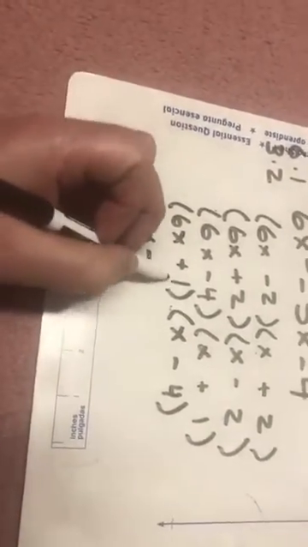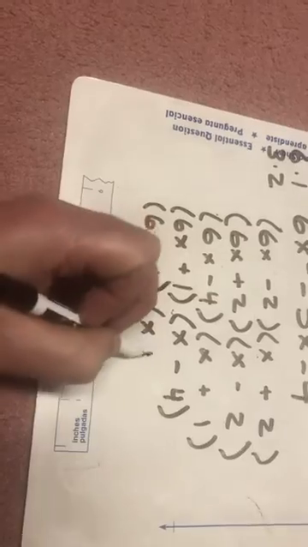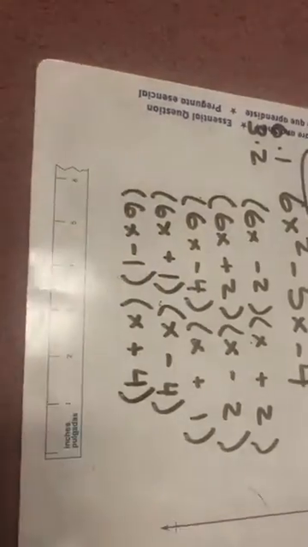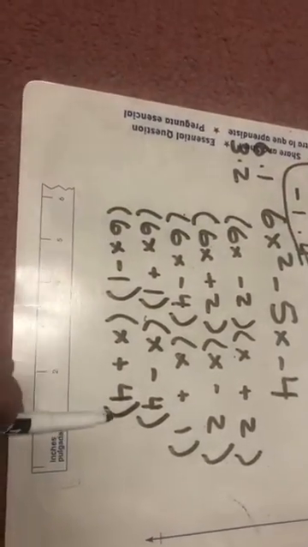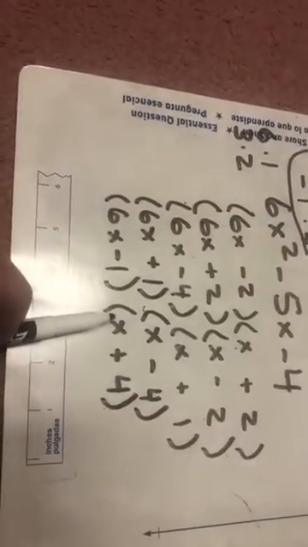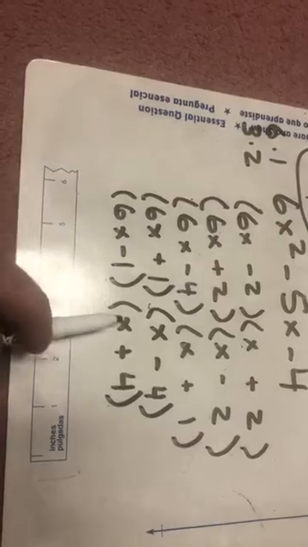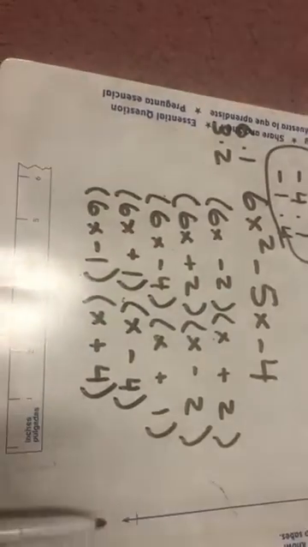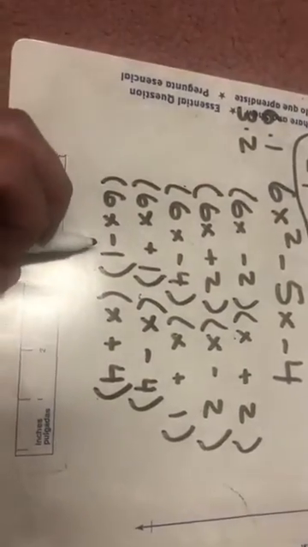6x minus 1, x plus 4. Once again, 6x times 4 is 24x. Negative 1 times x is negative x. 24x and negative x gives me 23x. I need negative 5. Let's switch the numbers.